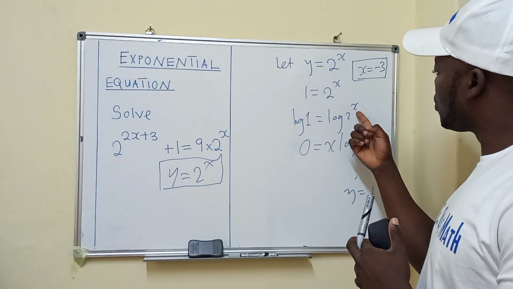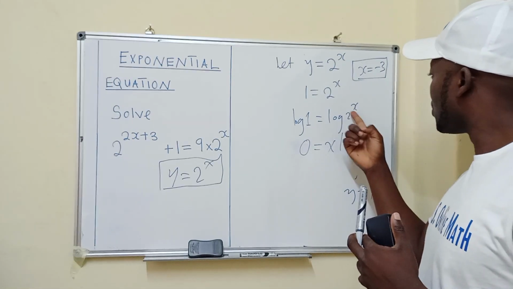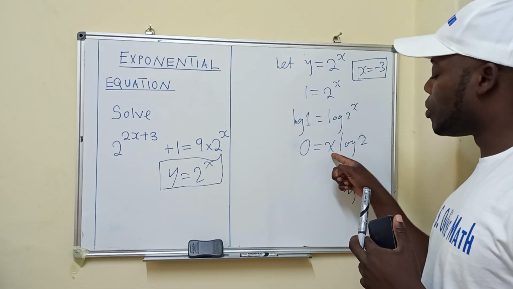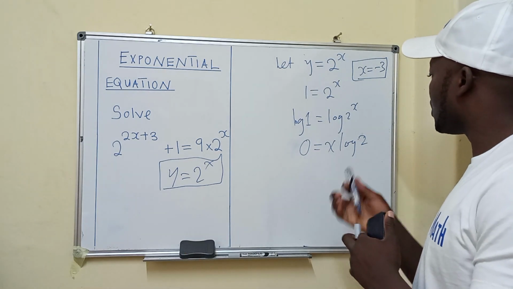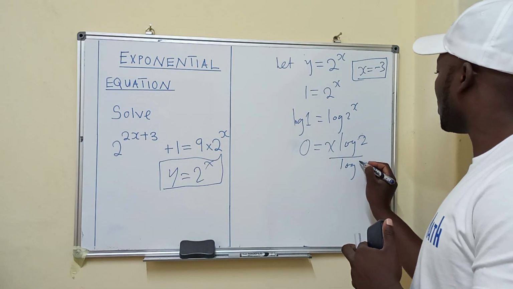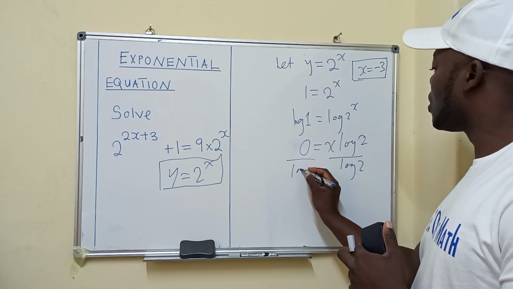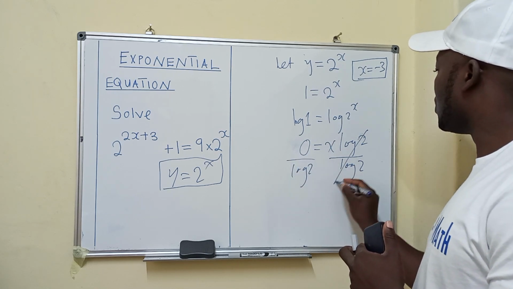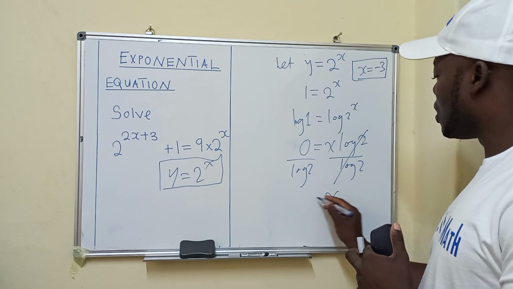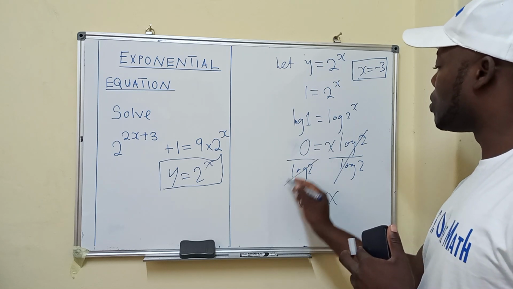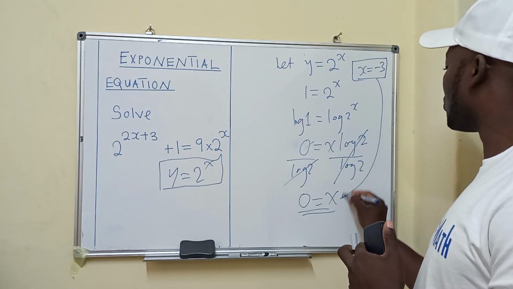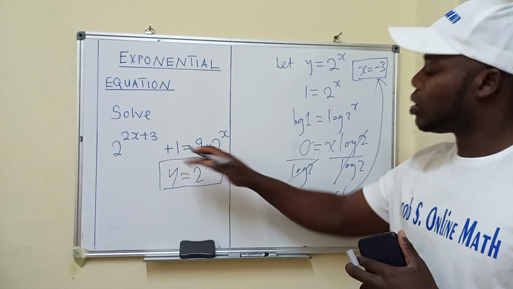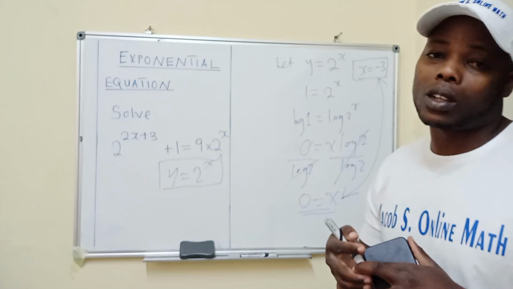Okay? The laws of logs, when you've got this power, it comes in front. Thereafter, you can divide by log 2 by log 2. This and this will cancel. x will be equal to 0 because this will just give us a 0. So these are the two solutions over this exponential equation.